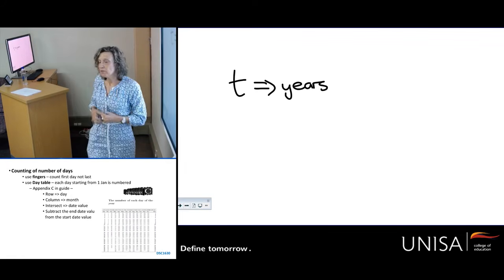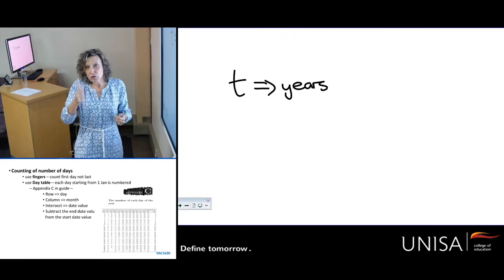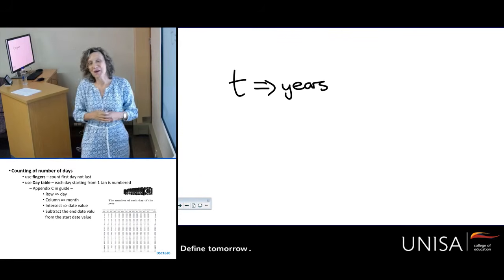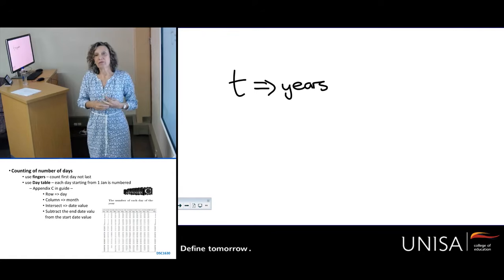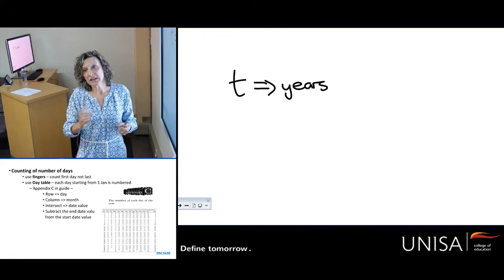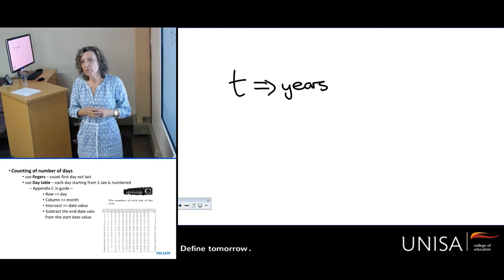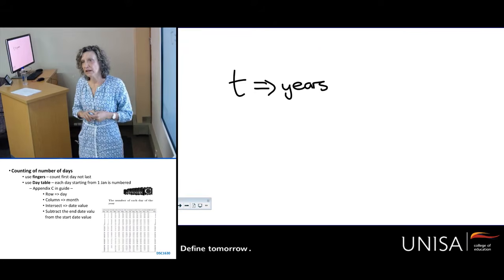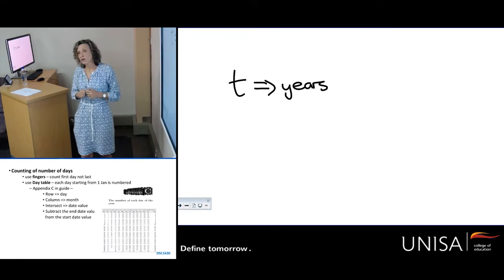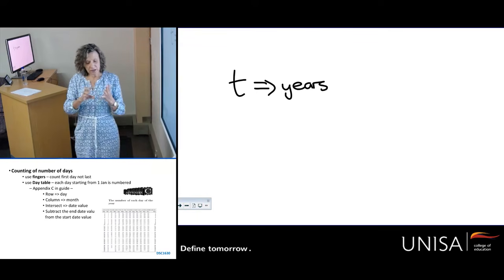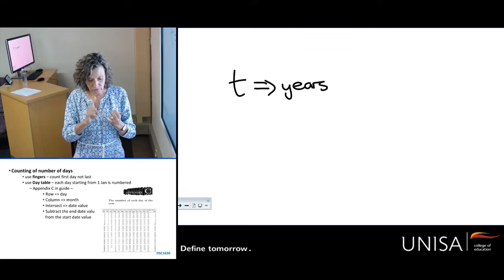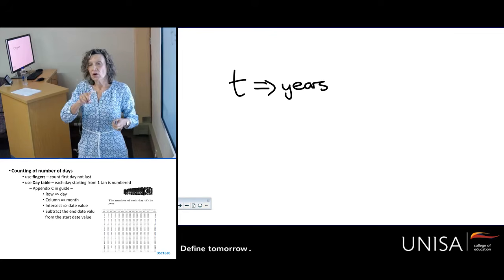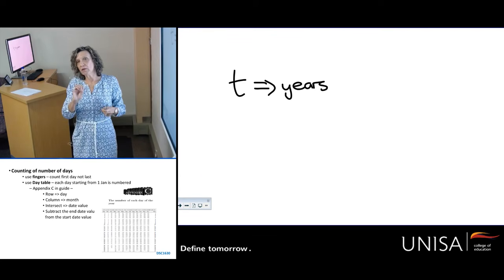Now, if you can remember when you were smaller, your mom said you will use your fingers to count the number of days, right? But luckily, we've changed. Instead of using our fingers, we can use the number of days table. Now, how does it work? A number of days table, you will see it in Appendix C of your study guide, is they've taken the first day of the year, 1st of January, and said that is day number 1. Then the second is day number 2, and they've given each day of the year a number. And remember, in a year there's 365 days.